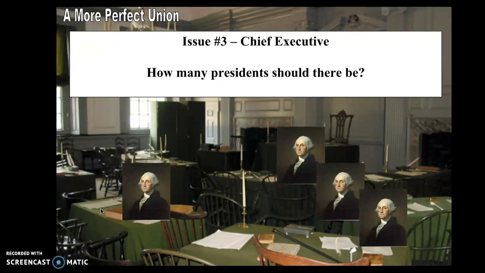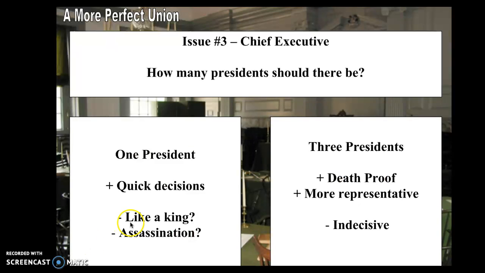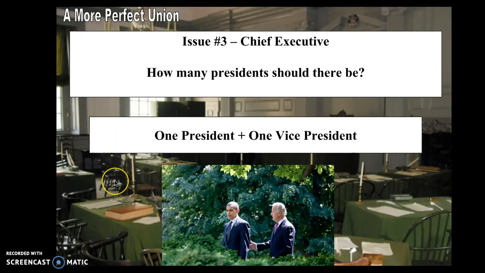Issue number 3 was about having our chief executive, our president. How many presidents should there be? 1 president will be able to make quick decisions, but they're kind of like a king. And what happens if they're assassinated? 3 presidents, well, they couldn't be assassinated that quickly, and it's representative of more groups, but it's also very indecisive because there's not a clear vision from one person. What they decided to do was have 1 president and 1 vice president.